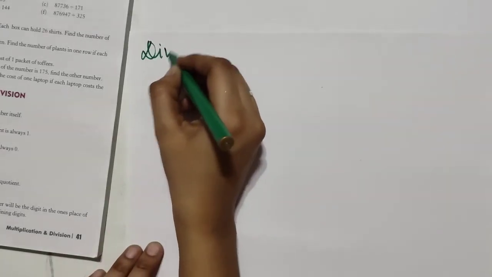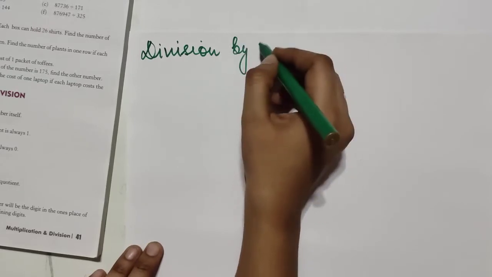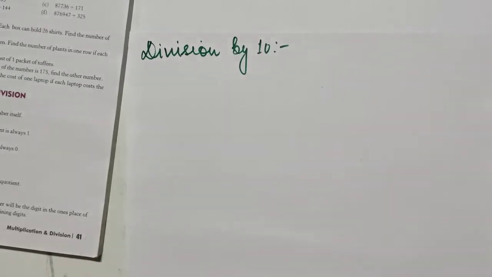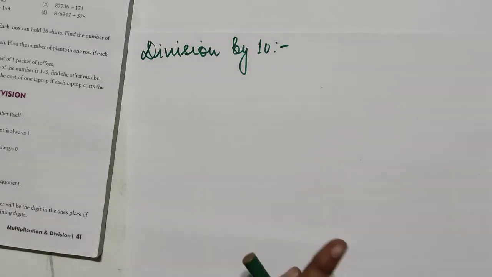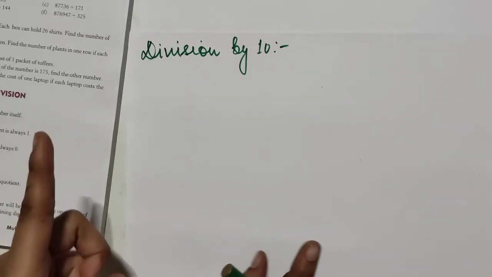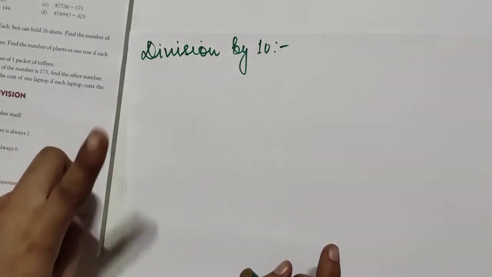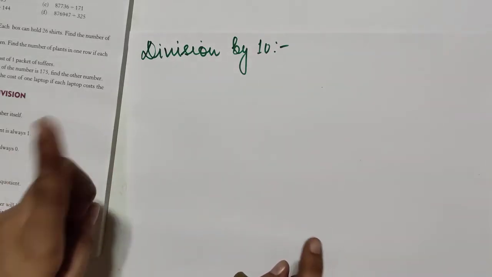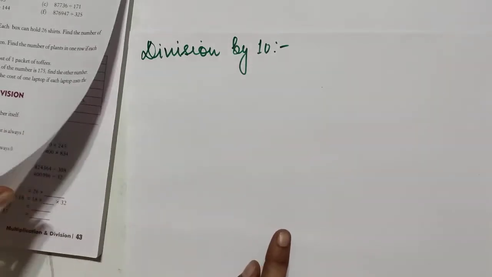So when we talk about division by 10, what do we say? That when a number is divided by 10, the remainder will be the digit at the ones place of the number and the quotient will be the number formed by the remaining digits. To see this, let us take an example.